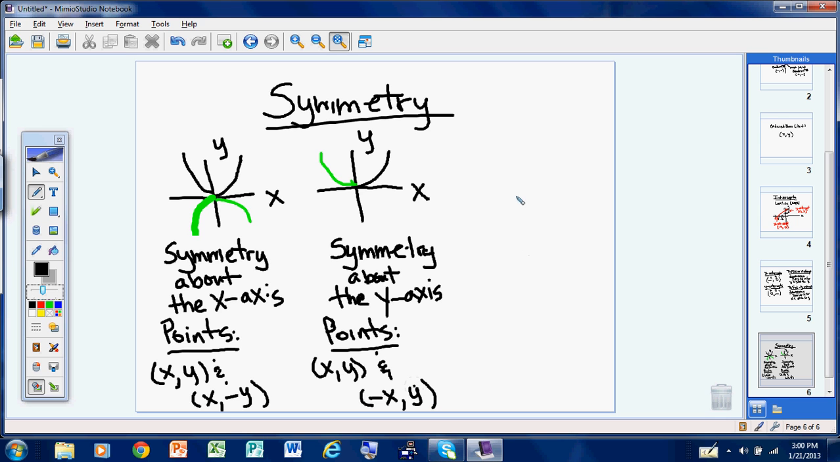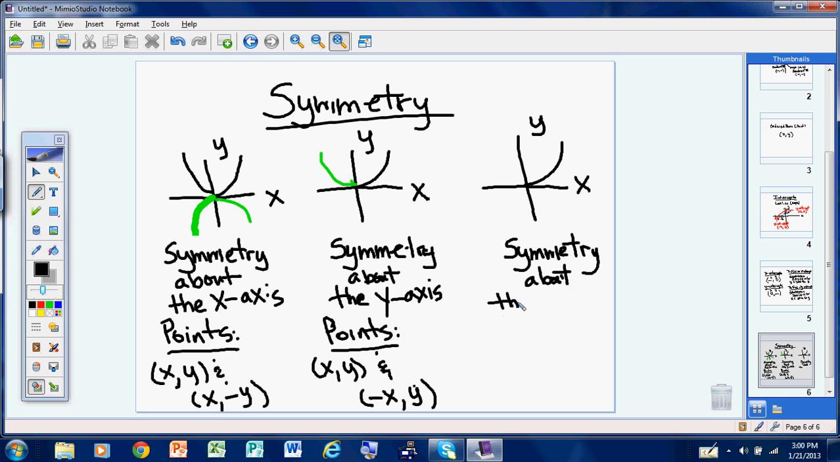Okay. The last symmetry that we'd like to look at is the following. And again, we're still using the same graph, but this time we want to talk about symmetry about the origin. Okay, and what would symmetry about the origin look like? Well, let's take a look. Again, with the green, what would it look like?